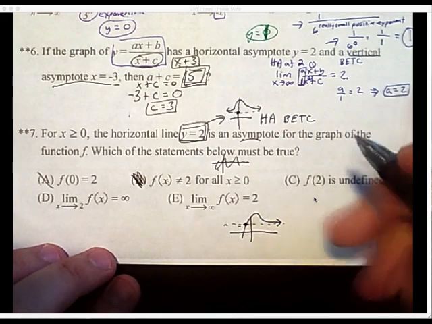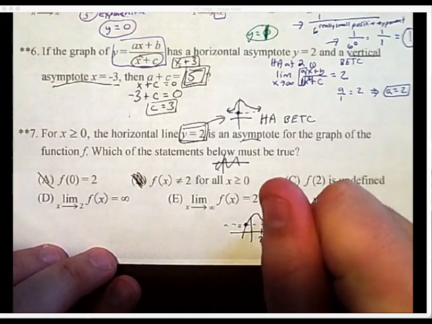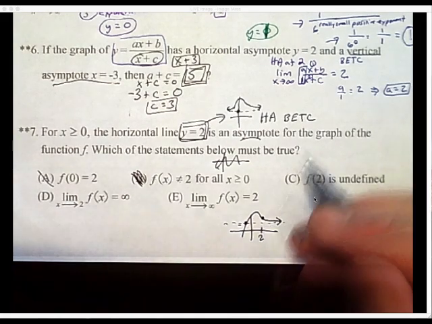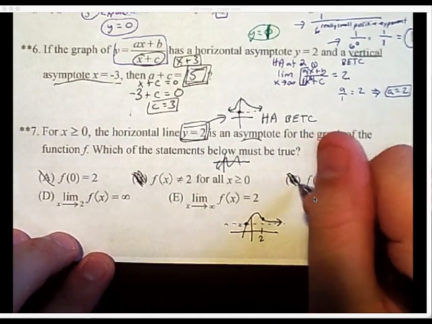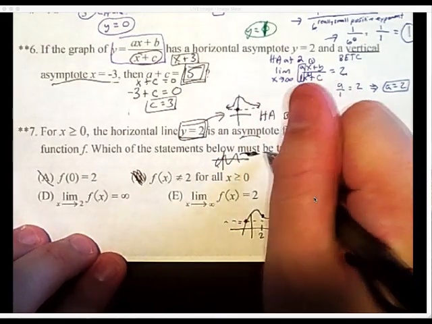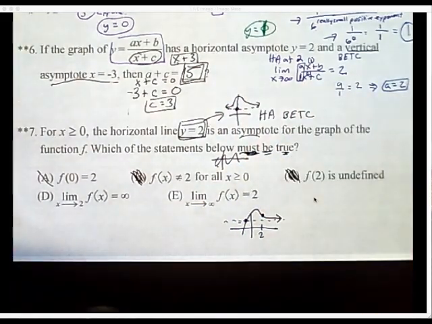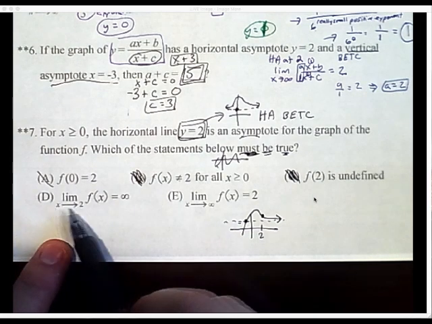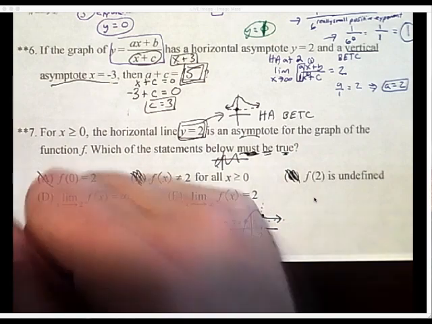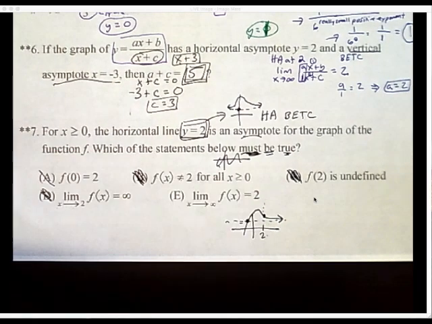F of 2 is undefined. That means when x equals 2, we're not going to get a point. We can have a point. That's okay. So that's not necessarily true, because it says which of the following must be true. Okay. Here it says as x approaches 2, the curve has to go up towards infinity. That's not true. It doesn't have to do that.